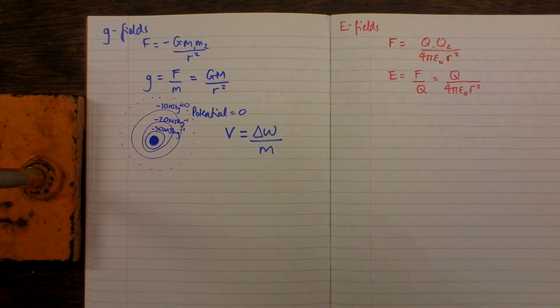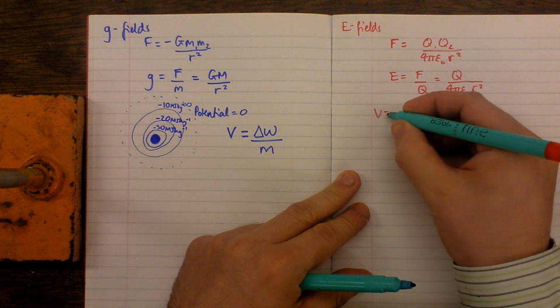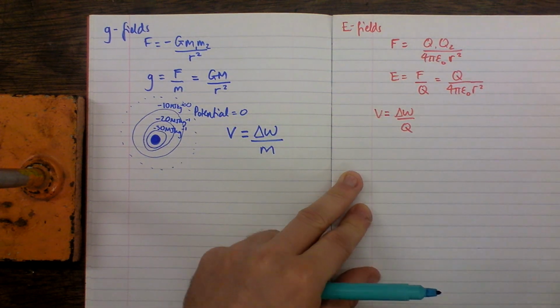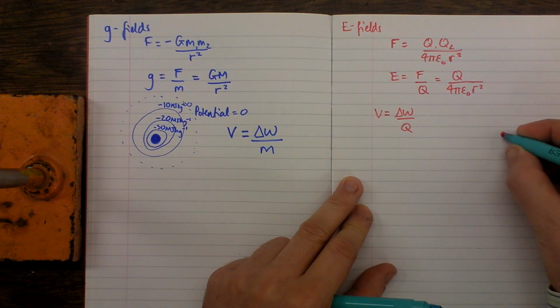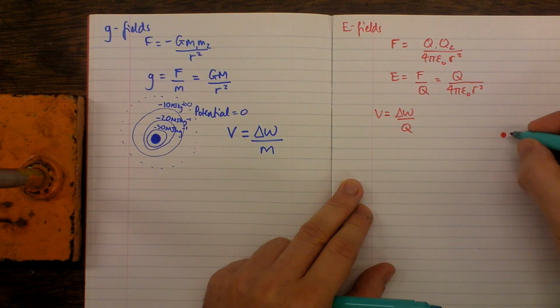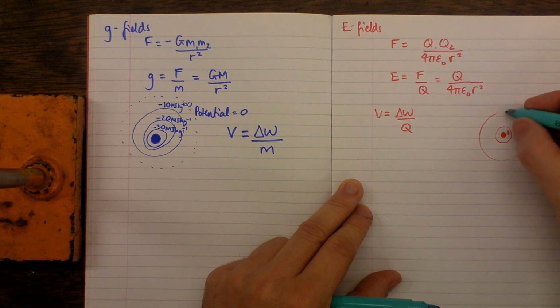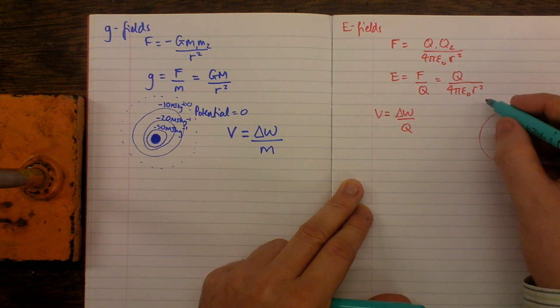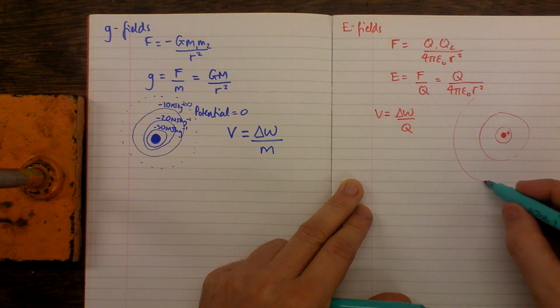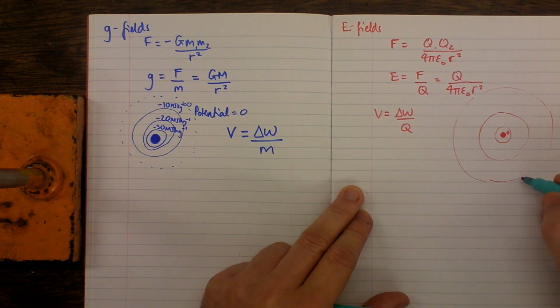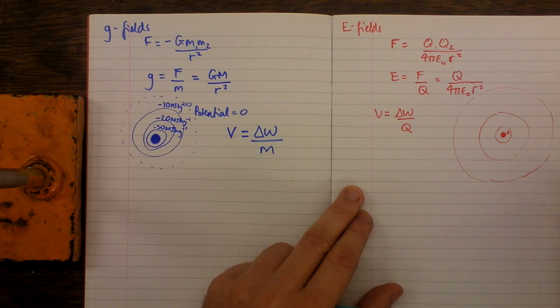We can do exactly the same over here, except that potential over here is defined as the work done per unit charge, of course. And if I were to have a positive charge in the center, now we always talk in terms of fields, what happens to a small test mass or a small test positive charge.